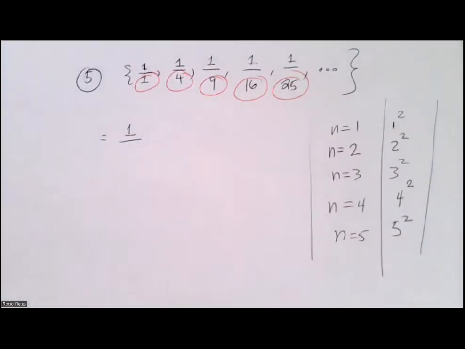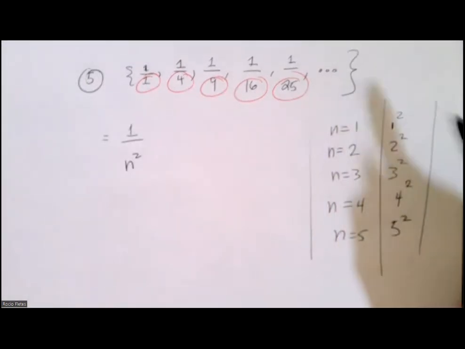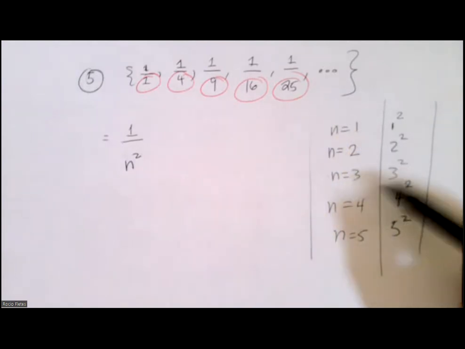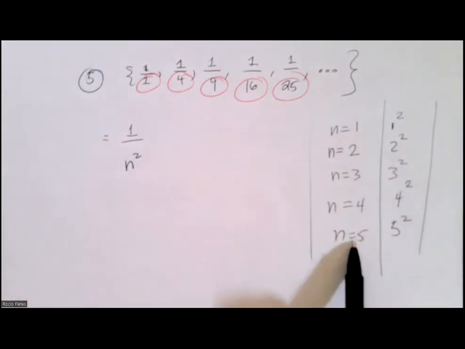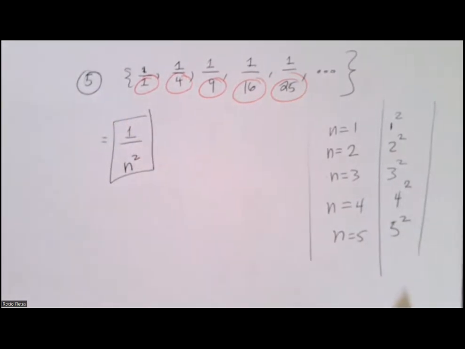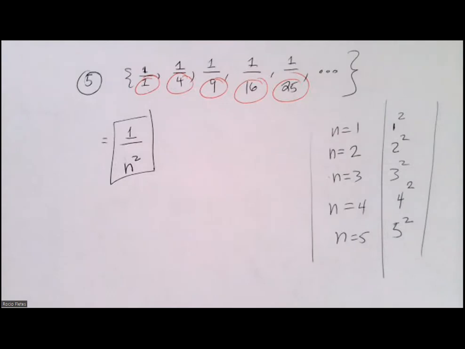So it looks like the expression is going to be n squared, right? Because this is the n, and then we are squaring n. We're squaring 1, we're squaring 2, we're squaring 3. So it looks like n is being squared. So then the expression will be 1 over n squared. Okay. All right.